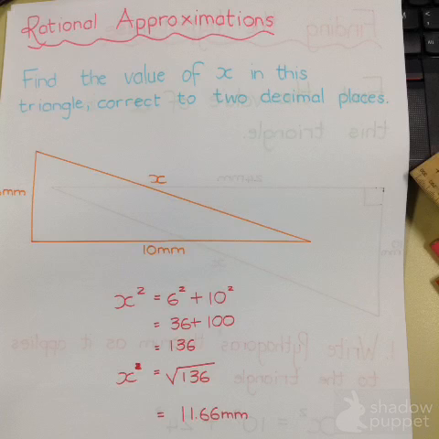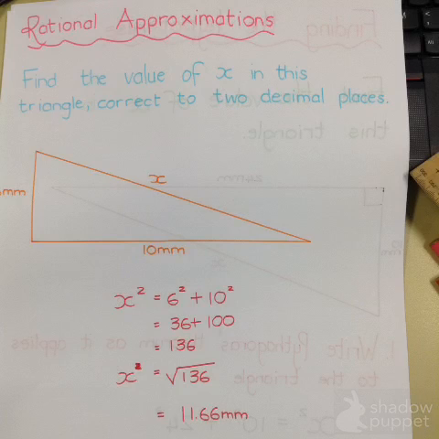Okay, let's move on to another one. This is called rational approximations. Find the value of x in this triangle correct to two decimal places. Basically, it's exactly the same, but you're going to come across times where you're not going to get a whole number, and you're going to get a decimal. So in this particular one, you're going to get the decimal.